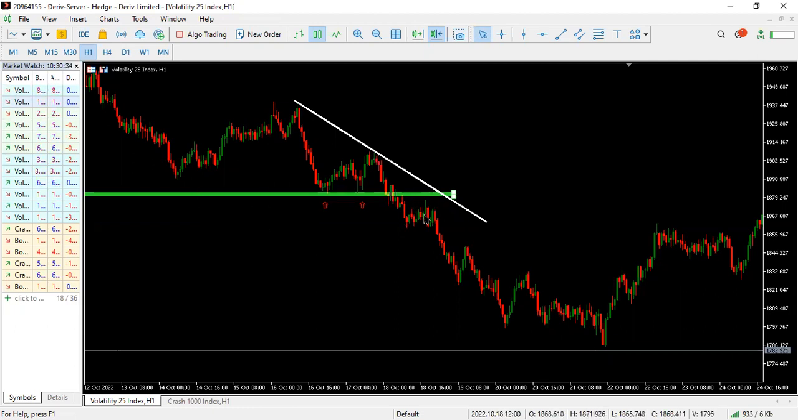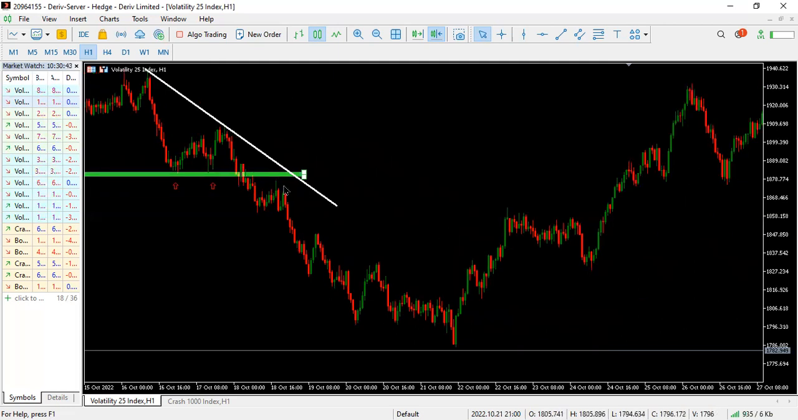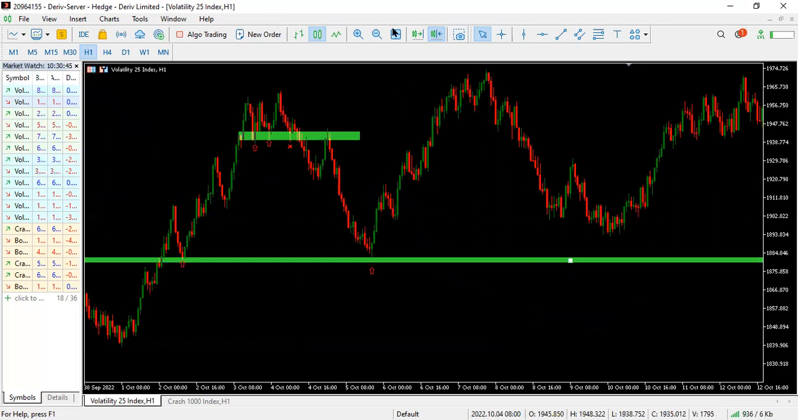So unfortunately, the price did not touch this one. That is why I was not going to get any opportunity. You wouldn't take it. Yes. Okay. Let's go and look for another one.